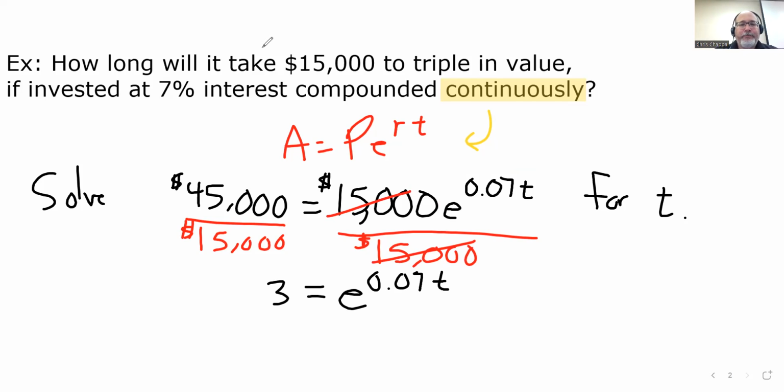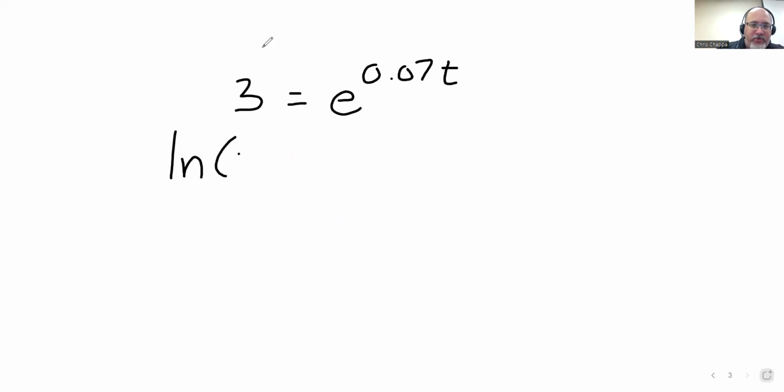0.07t power. Okay. Now we've isolated the exponential part, which means now it's time to take the natural log of both sides. Let's do that on the next page. 3 equals e to the 0.07t. We're going to take the natural log on both sides for two reasons. Number one, the right side is base e. e plays well with natural log.